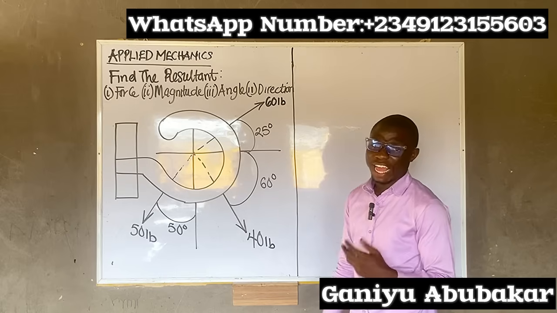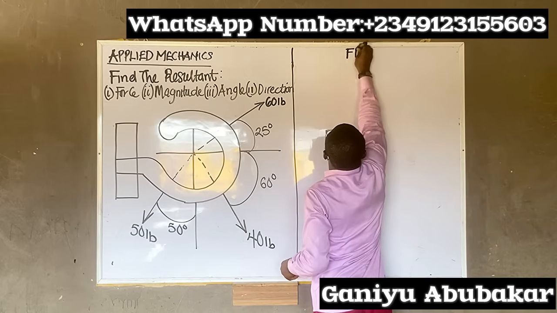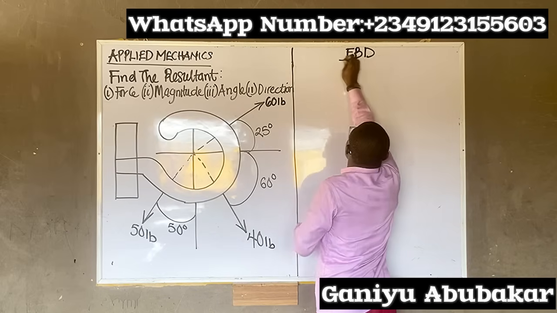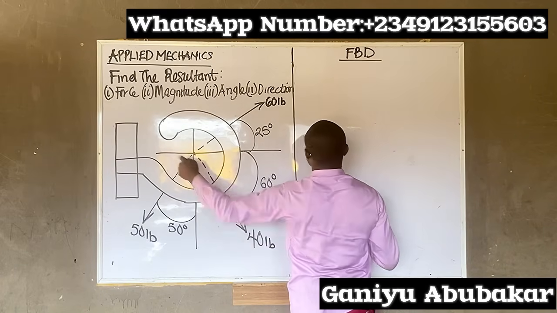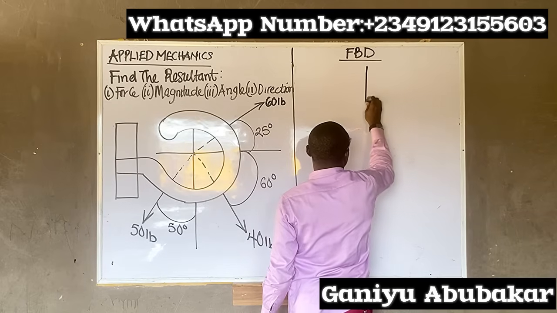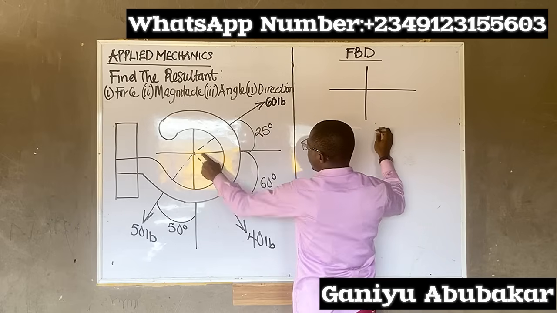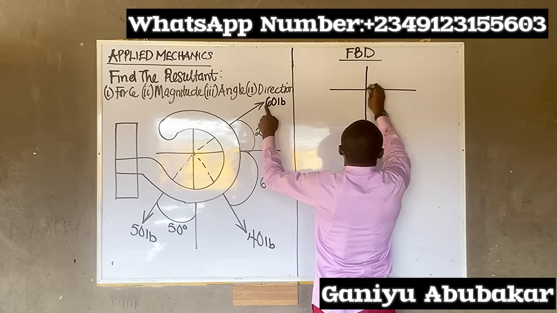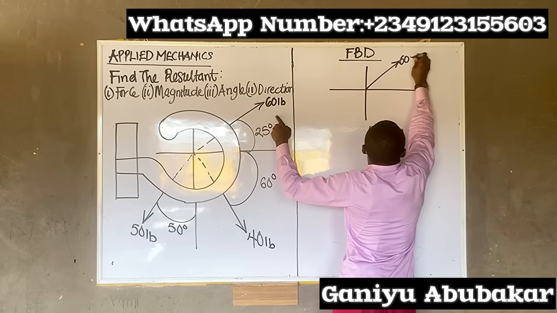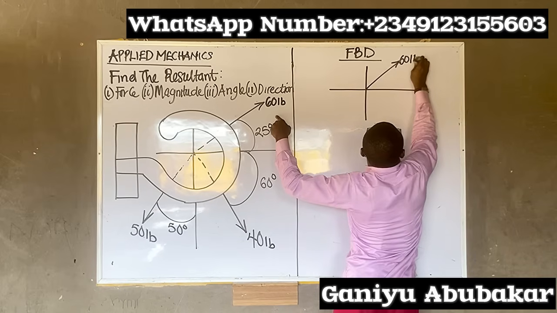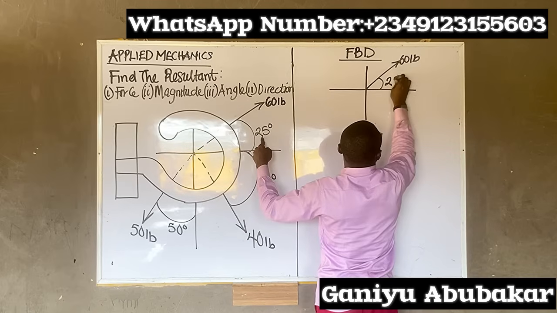First, I will draw out my FBD, first priority, free body diagram. So it's more like saying I'm having a plus sign, right? Something like this, such that here to here gives you this. That's 60 lb, right? The angle to the horizontal is 25.